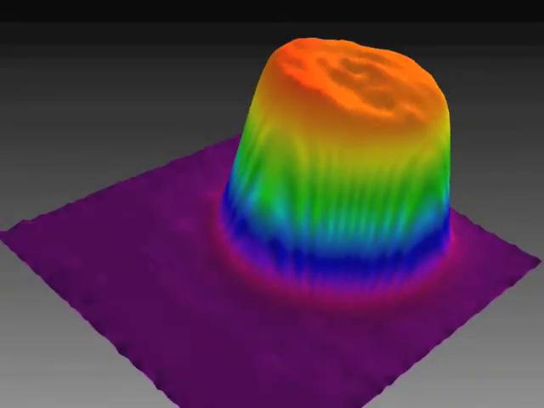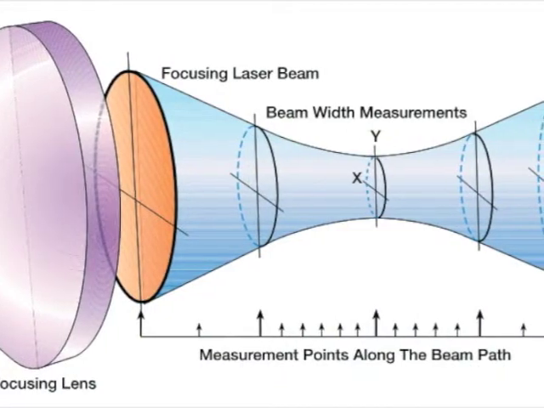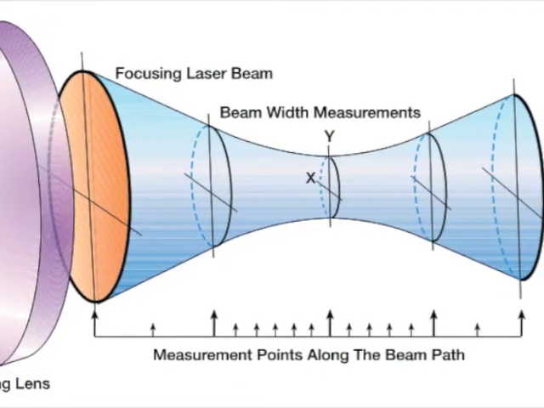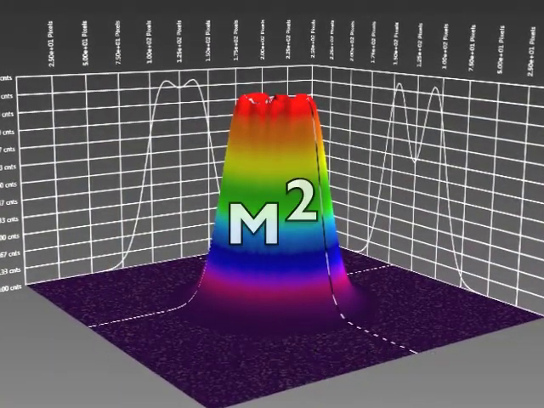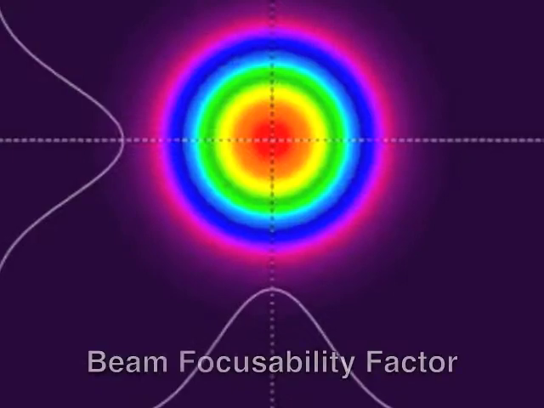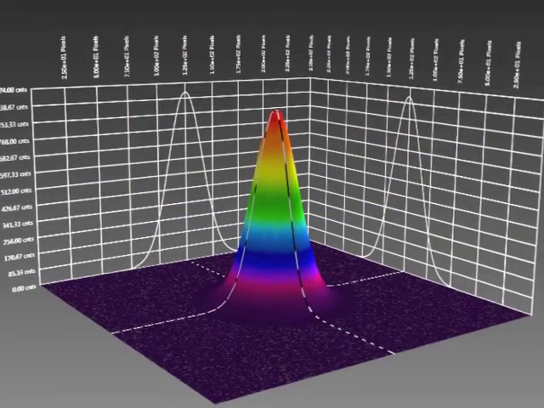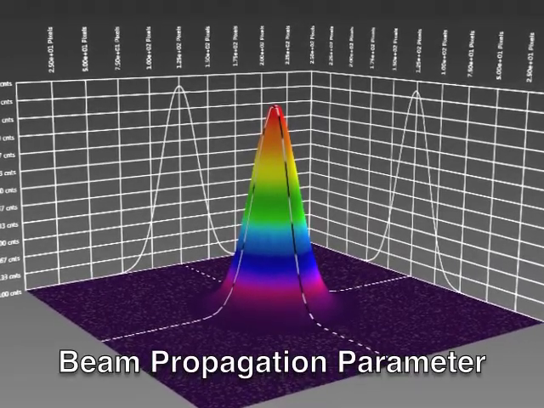Even though a beam profile describes the intensity of the beam spatially, there is one more parameter that is necessary to fully characterize the output of the laser beam. This parameter, the times diffraction limit, or m², is also called the beam focusability factor. It is related to another commonly used term, the beam propagation parameter.